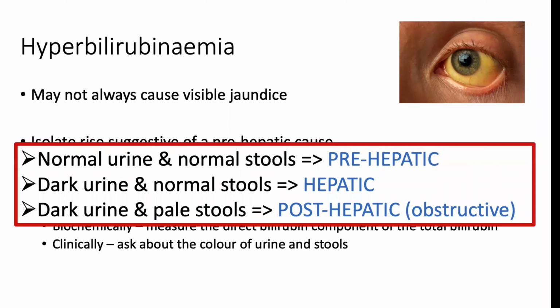So breaking down jaundice into 3 main categories. If it's pre-hepatic, the patient will typically have normal urine and normal stools. In a hepatic picture, they'll have dark urine and normal stools. And when it's post-hepatic, so obstructive, they get dark urine and pale stools. I'm not going to go into this much more just because it's beyond the scope of this talk, but if there's one thing you remember from this slide, make sure it's that.